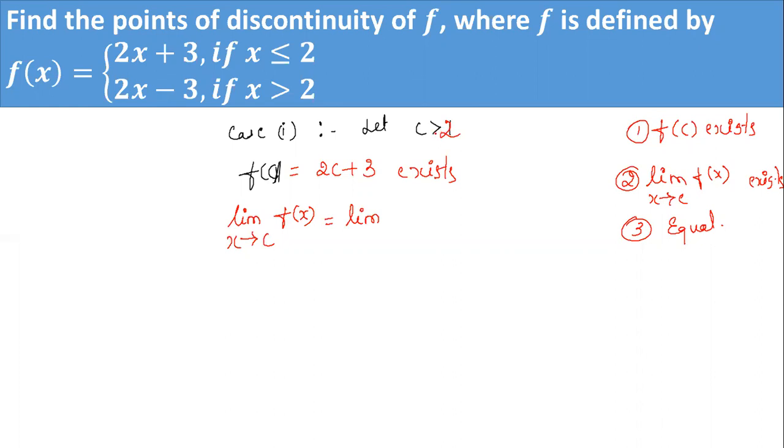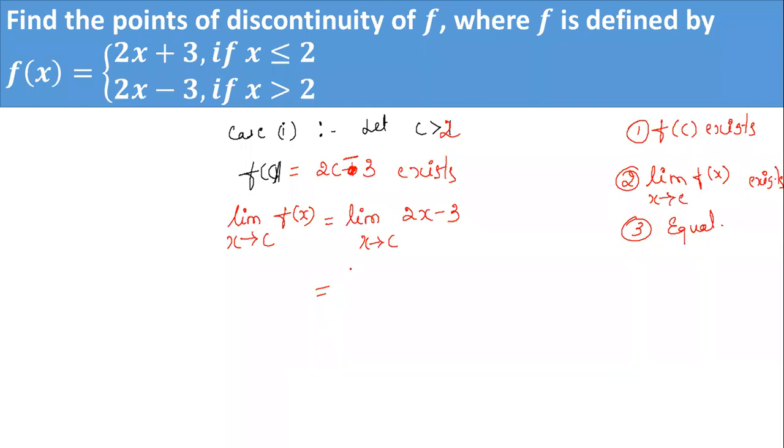C value is greater than 2. So the function, okay, sorry, it's 2x minus 3. Okay, fine, sorry, it's 2x minus 3, so it is 2c minus 3. Okay, thank you, Sahana. Okay, fine. So f of x is 2x minus 3 as x tends to c. Okay.